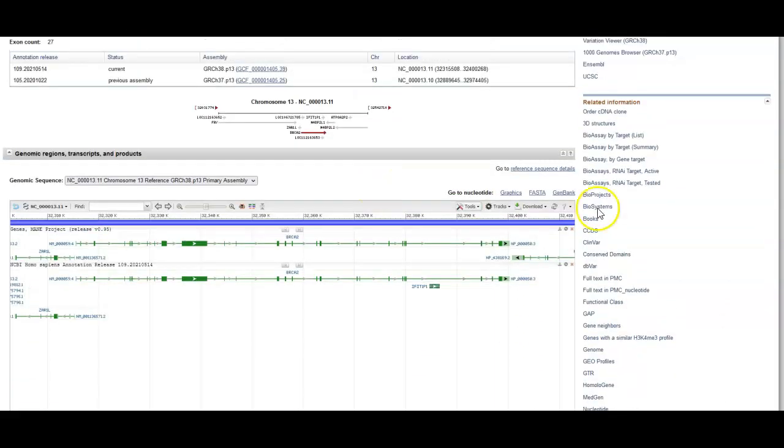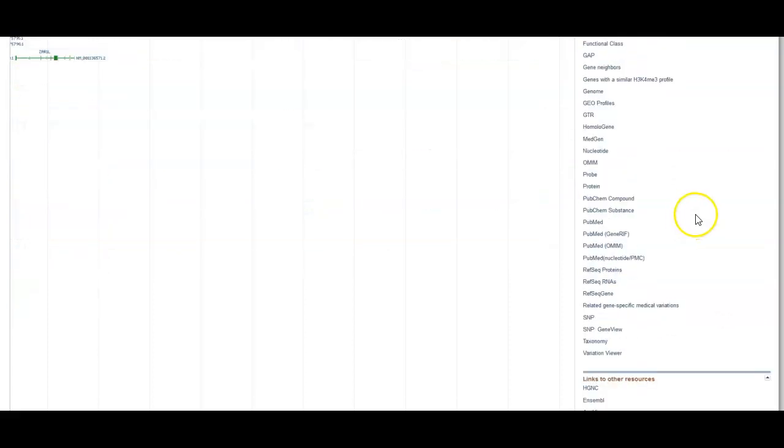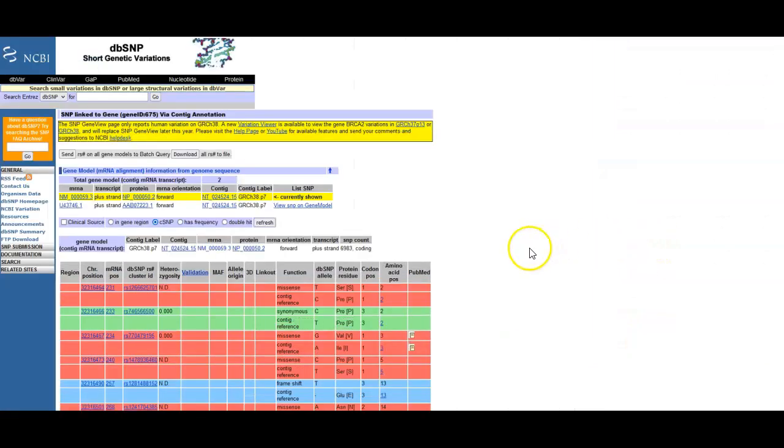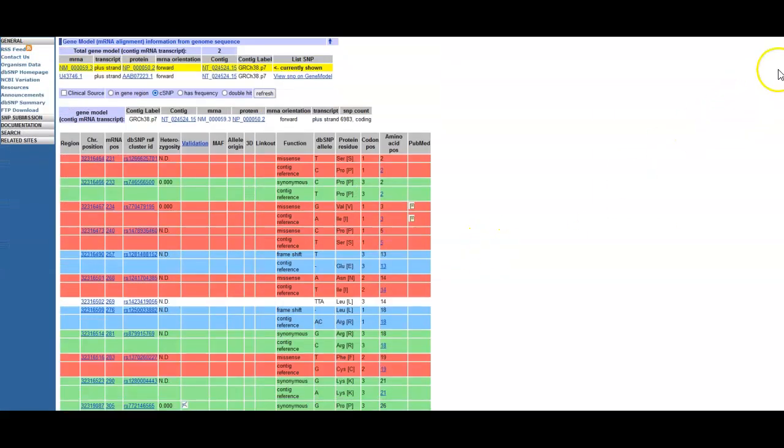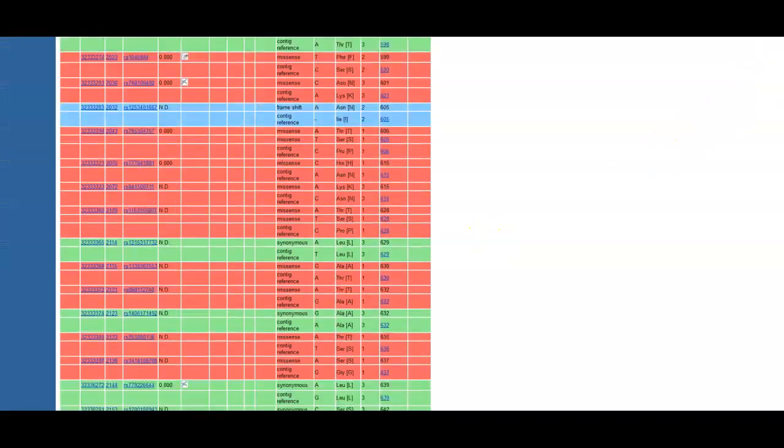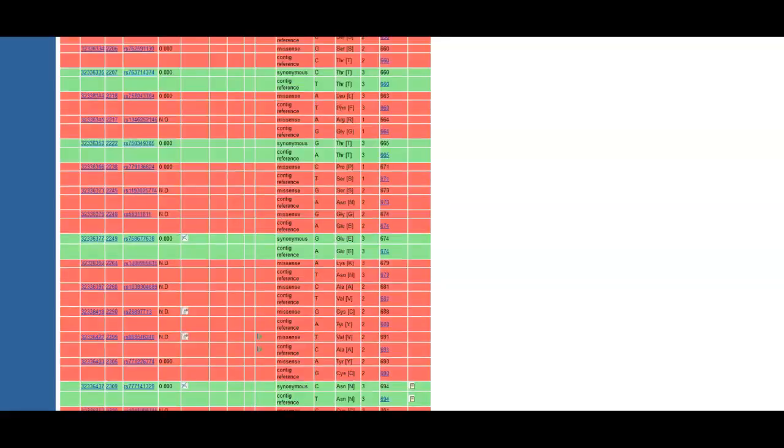Hopefully you've learned some of this. If not, you will in later classes. But if we go down here, this is SNP gene view. We're going to see all the different SNPs that exist. And as you can see here, there are a lot. Ready? Yeah, there's a lot of them.